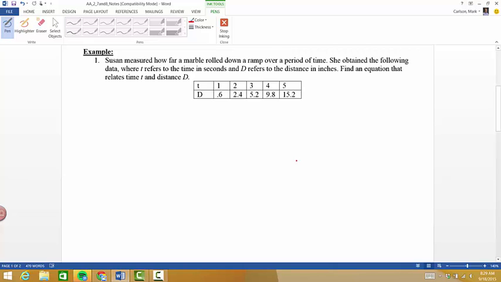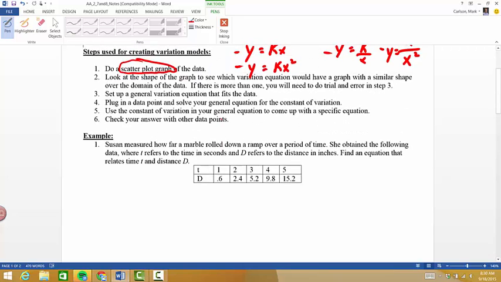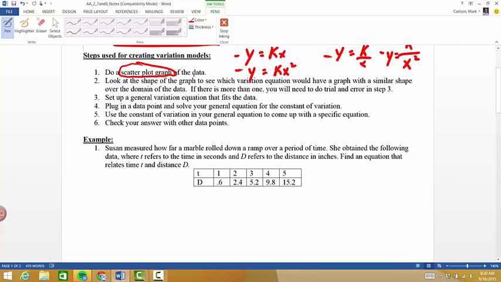I'd like to do those steps in this particular example. It says Susan measured how far a marble rolled down a ramp over a period of time. She obtained the following data, where t refers to the time in seconds and d refers to the distance in inches, and we're to find the equation that relates t and d. Here's the data that we want to model. To begin with, I'm going to do a scatter plot of the data, because that was our first step. You might want to pause the video now and open Desmos or your graphing calculator. I'm going to do it in Desmos just for simplicity.